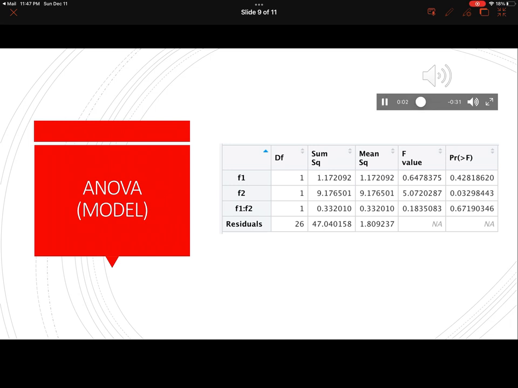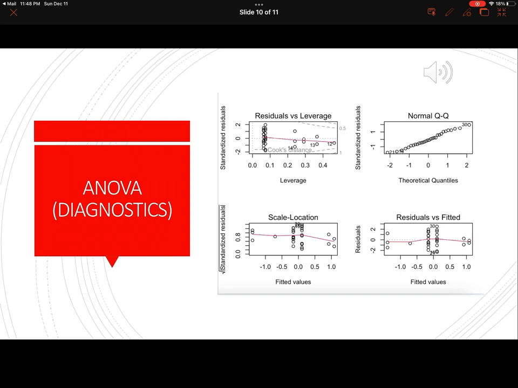Moving on to ANOVA, I'm still using the dependent variable of y1, but now I'm comparing it with factors f1 and f2. We see here that I have another significant finding with f2. It has a 0.03 p-value, while f1 and the interaction between f1 and f2 do not have significant findings. We see our sum of squares and mean of squares, which is showing our variances for ANOVA.